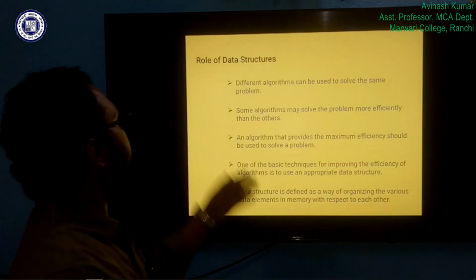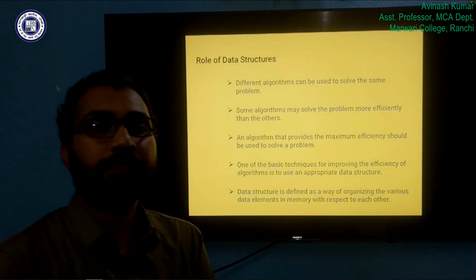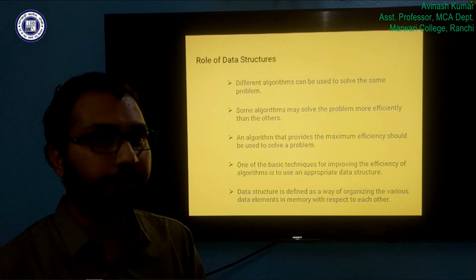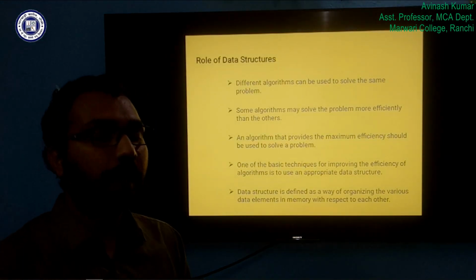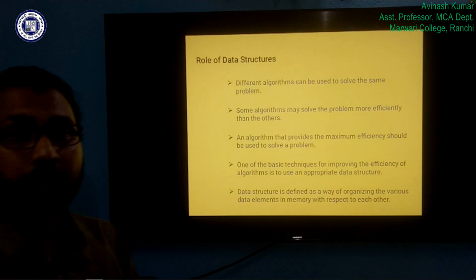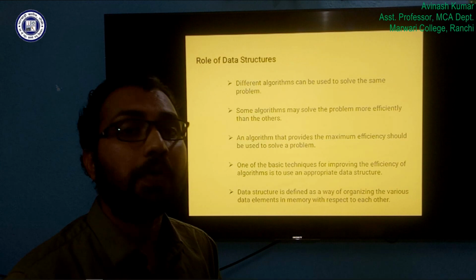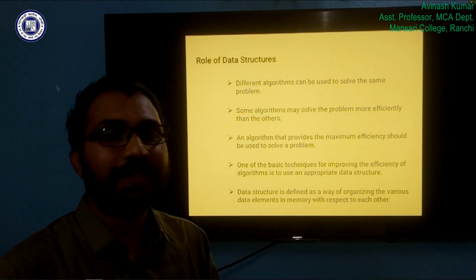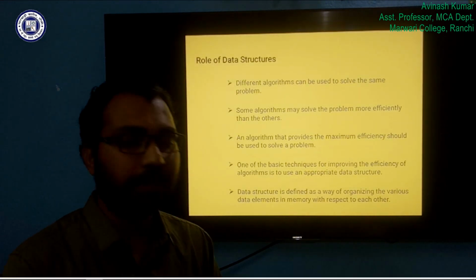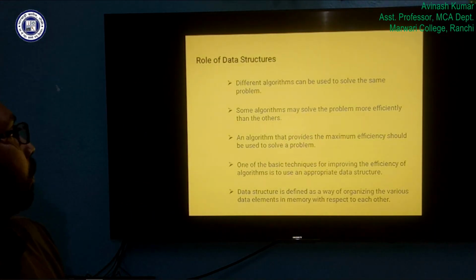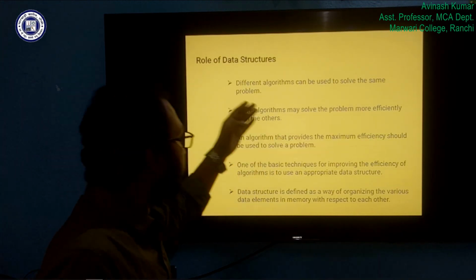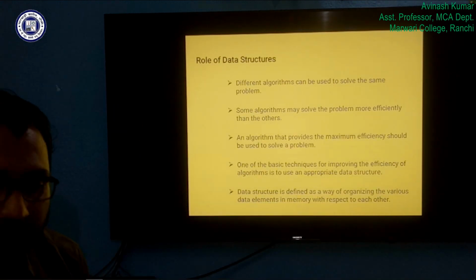So we have the data structures. After algorithm, we have the second part, which is the data structure, which will define the code segment, the idea of writing programs. So before writing programs, we have to identify the syntactical rules and the conceptual parts which will define our data structure. Here different algorithms can be used to solve the same problem. Some algorithms may solve the problem more efficiently than other algorithms.